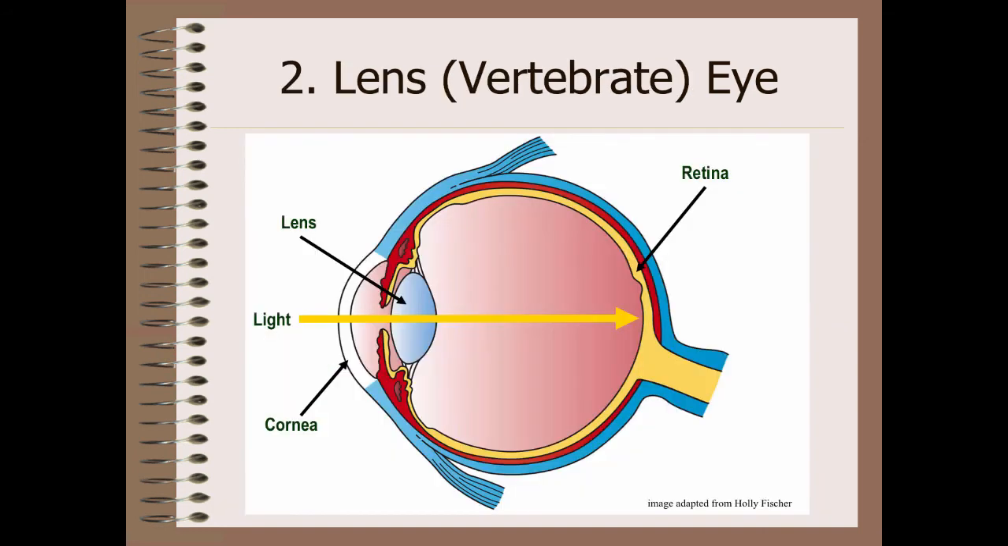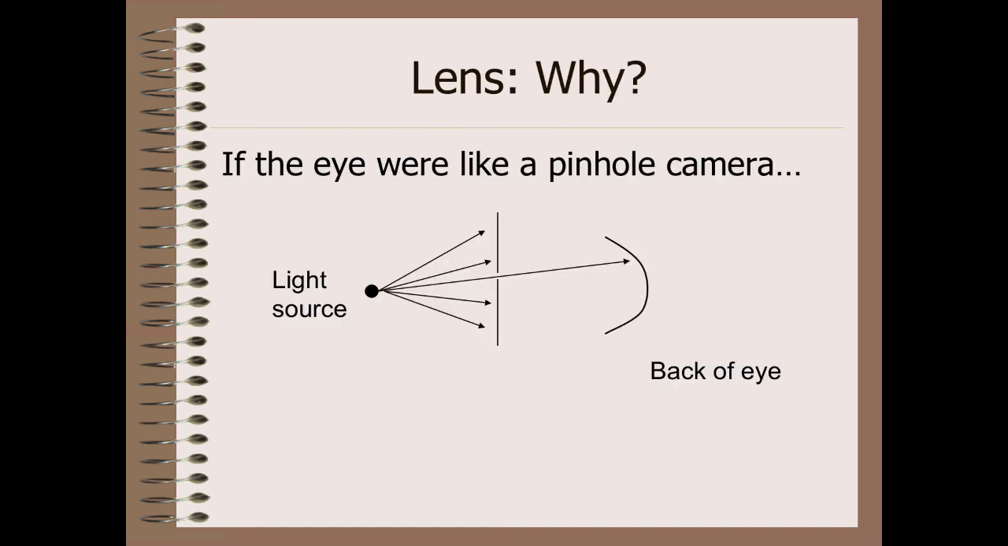Fortunately, we have what is called the lens, or vertebrate eye. It's a much more complicated eye, but it provides a solution for the large compound eye. It is believed the lens eye developed independently in mammals, fish, and birds. So why have a lens on an eye?